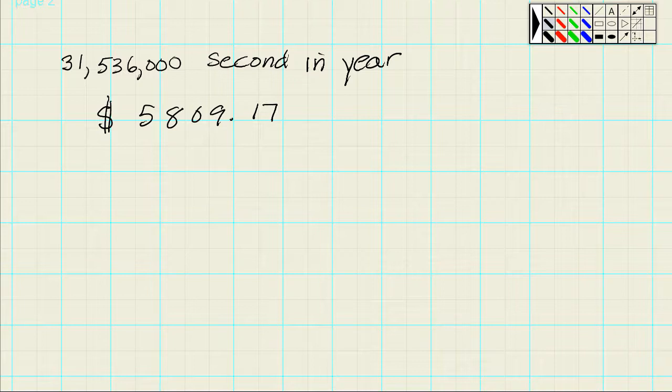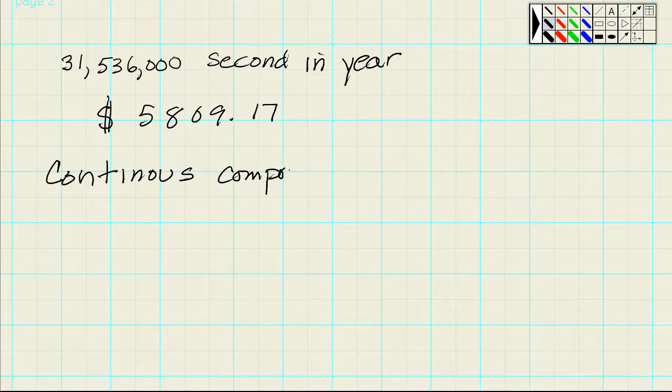Well, it turns out that if you keep decreasing the length of each compound period, you could compound every half second, every tenth of a second, every millisecond. And if you keep going down to each period being very, very close to 0 seconds, you would say interest is compounding continuously. So there is a formula for continuous compound interest. And that formula is actually easier than the previous formula.